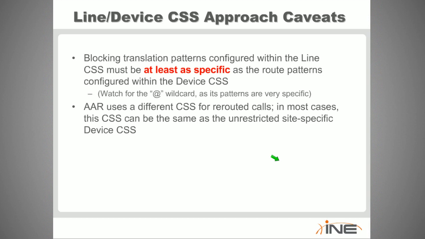AAR uses a different calling search space for rerouted calls. In most cases, the CSS can be the same as the unrestricted site-specific device CSS, but in some cases this might not be desirable. Does the activation policy only affect call forward all, or does it affect all of the other options as well?